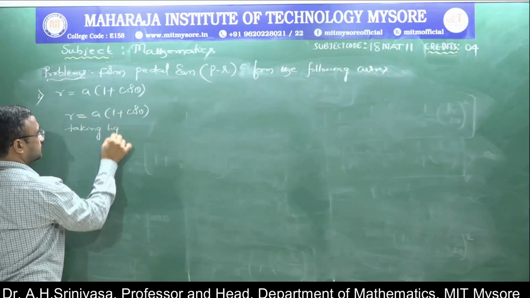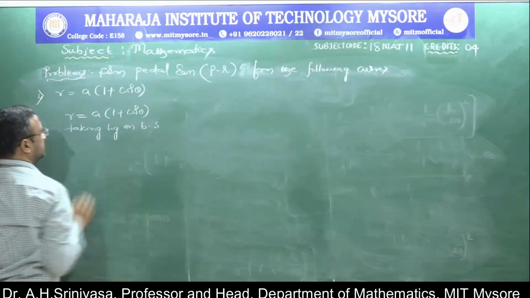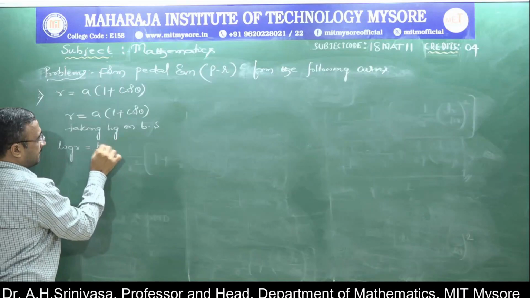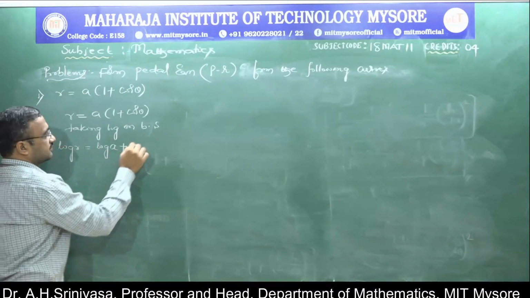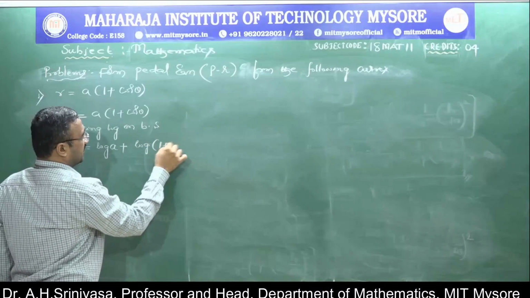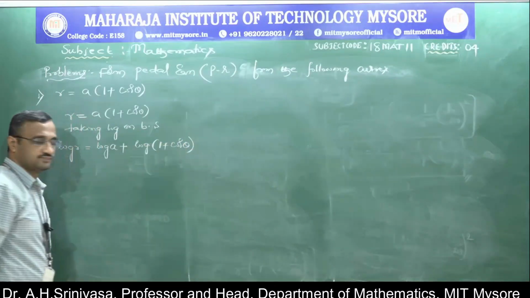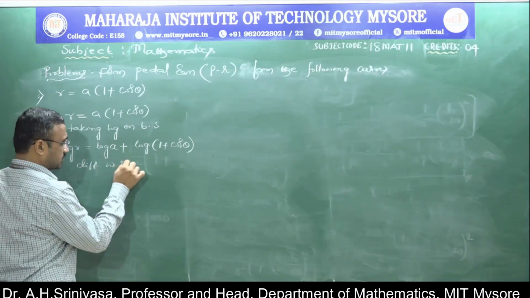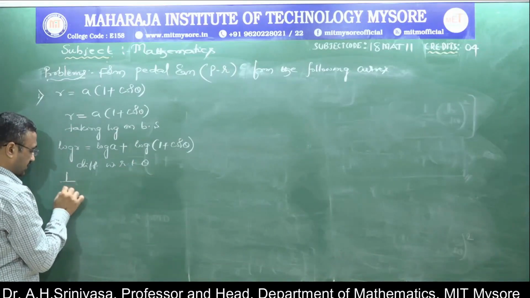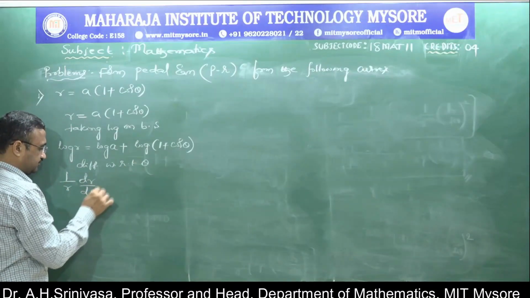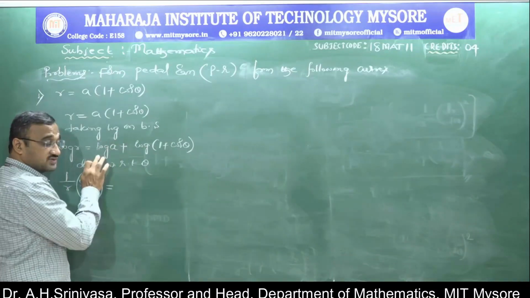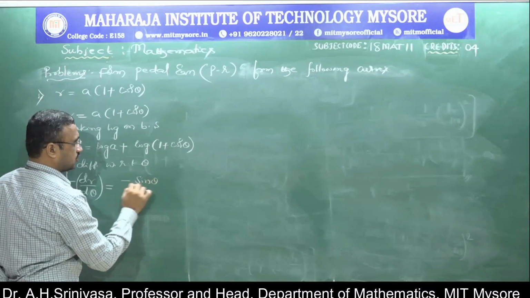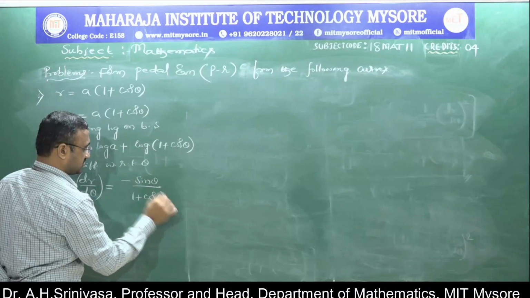Taking log on both sides. If you are taking log on both sides, this becomes log r. It should be the product of two functions. Now it is log a plus the logarithm of 1 plus cos theta. Now differentiate with respect to theta. This becomes 1 by r dr by d theta, which should be equal to, this becomes a constant function, 0. Then the differentiation of this one is minus sin theta, then the whole divided by 1 plus cos theta.